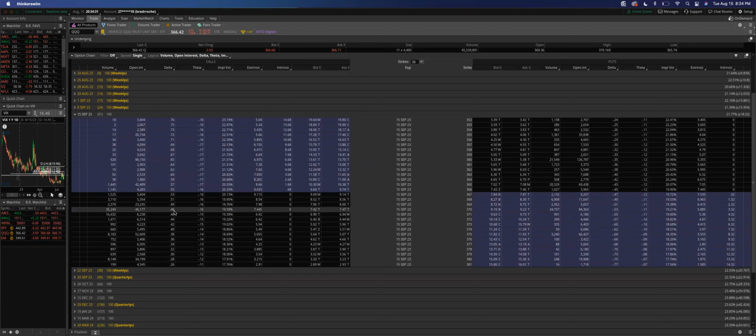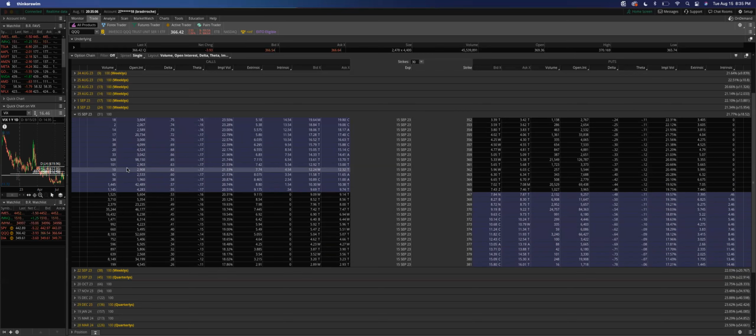Okay. Next thing is open interest. This one is important in picking options contracts. This basically tells you how many people have an open position in this contract. And it only updates at the beginning of the day. So when the market opens, it'll update, but it doesn't update throughout the day.